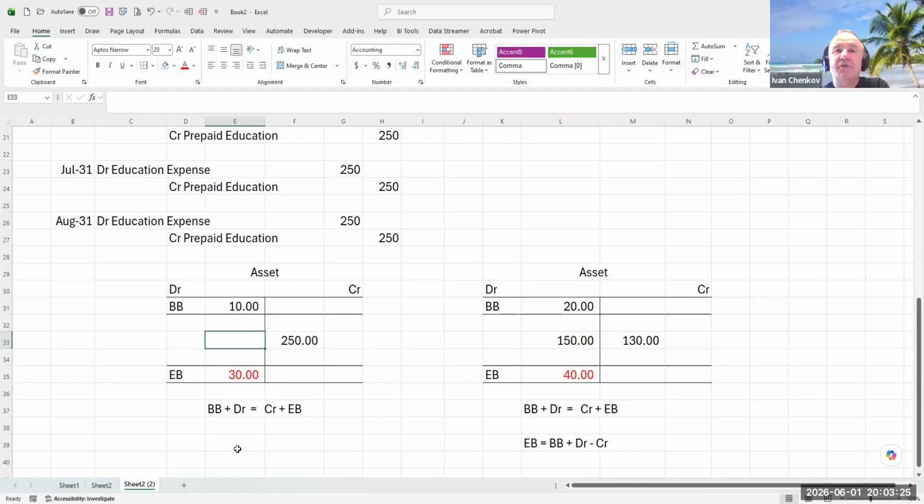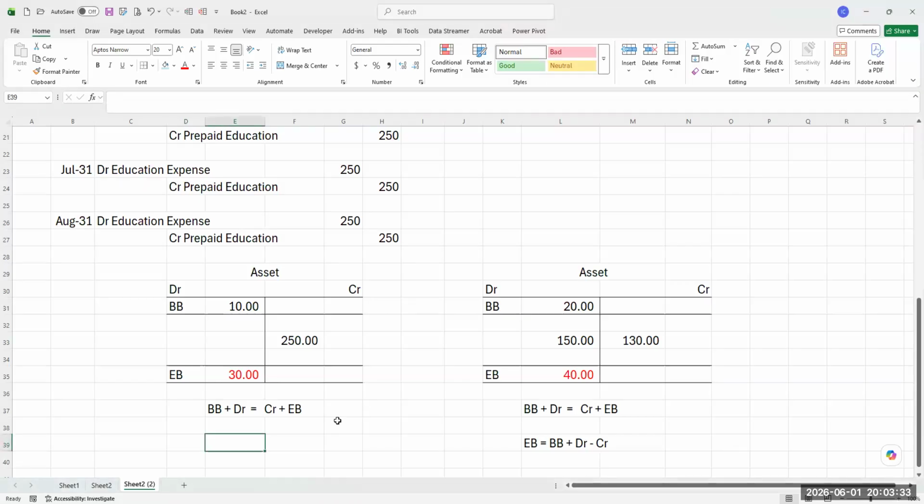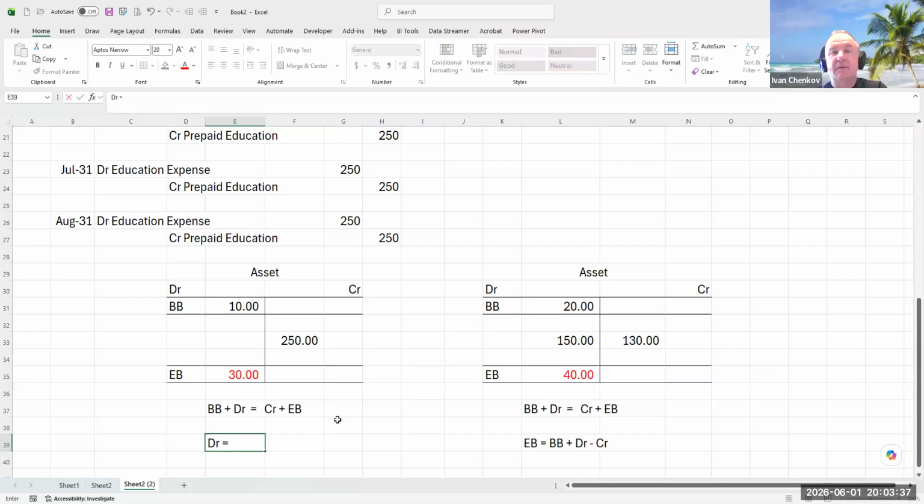What are we chasing here? We're chasing our debit. Am I sharing my screen with you? I am. 270. So what we have to do, we have to find the debit here. How are we going to find the debit? Credit plus the ending balance minus beginning balance. So 250 plus 30, 280 minus 10, 270 here.